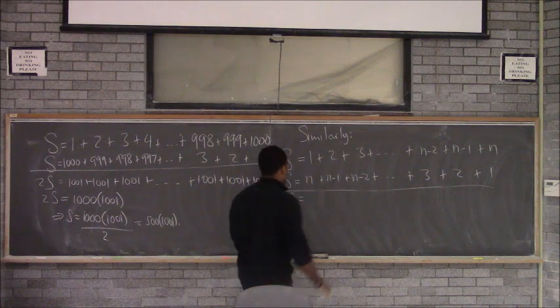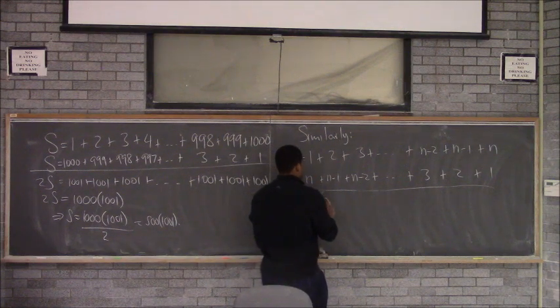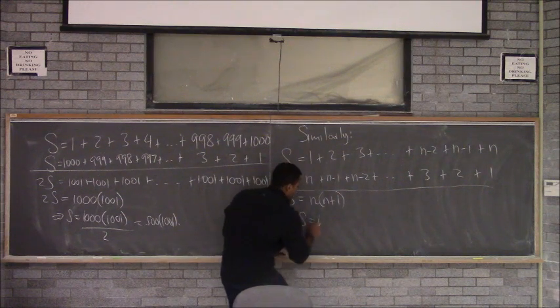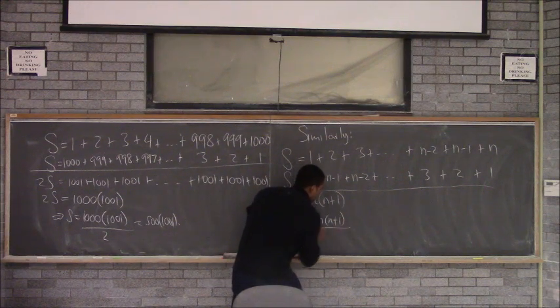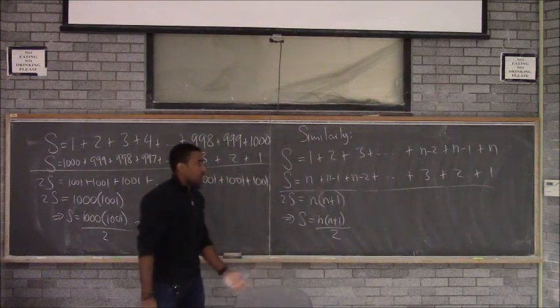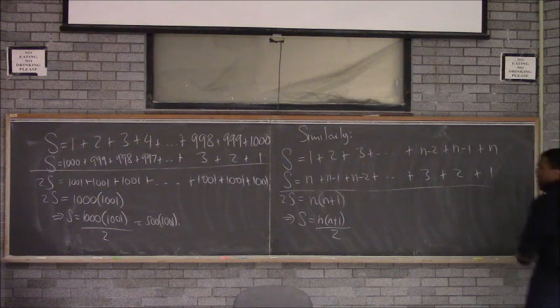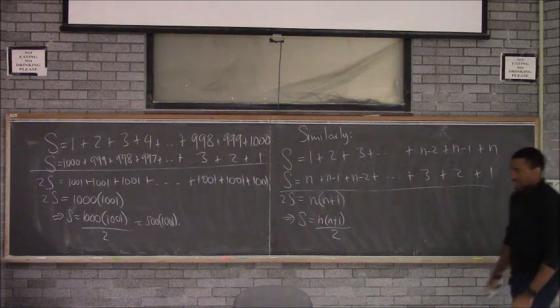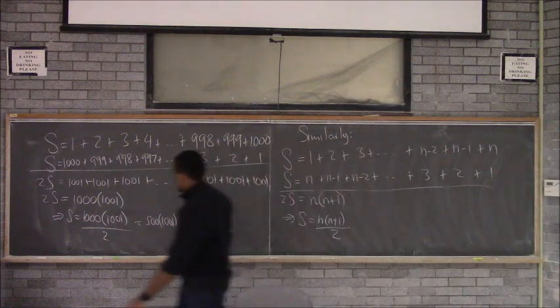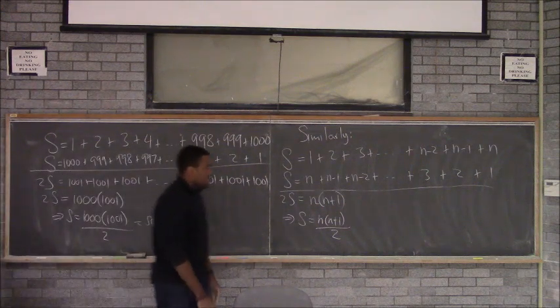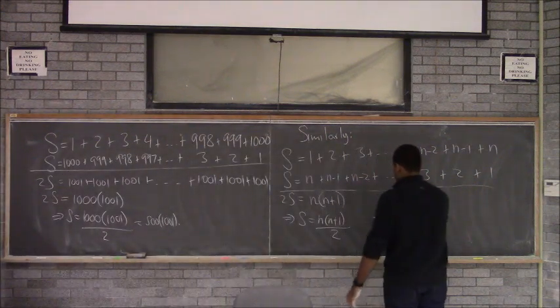That would be n plus 1. You'd have n times n plus 1, which means the sum here is that. And that leads us to the first real sophisticated formula. The last formula I just gave you was kind of obvious, but this one is not as obvious. You do have to do a little bit of work for it.